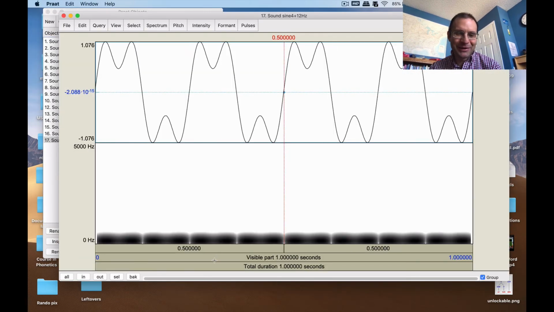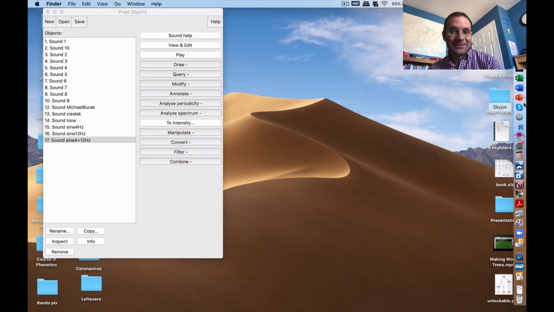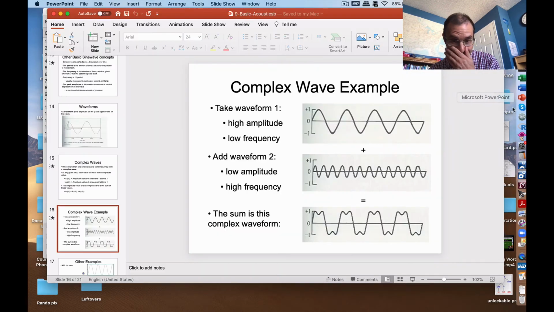Yeah, now you can hear that beeping a little bit. It doesn't really sound like a sound. It sounds like something vibrating in the background, I guess. But we get that kind of funky little dip at the bottom and top of this thing. So it's not a sine wave anymore, basically. That's how you create a complex wave.